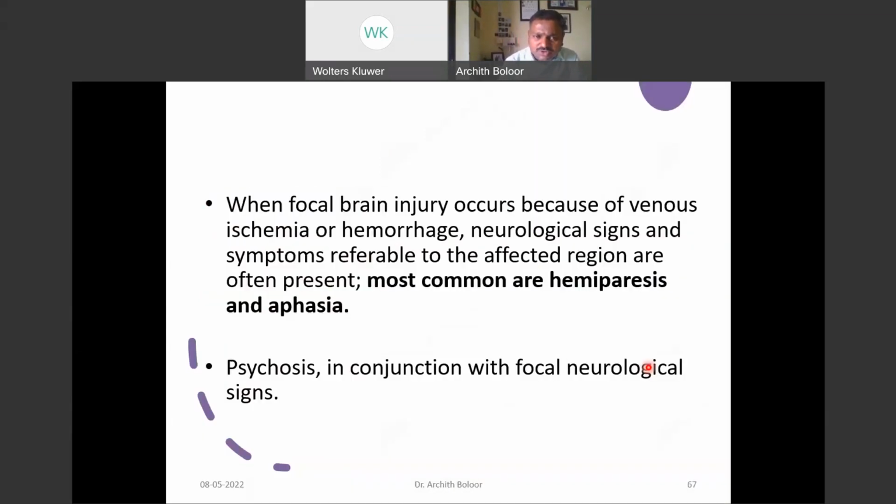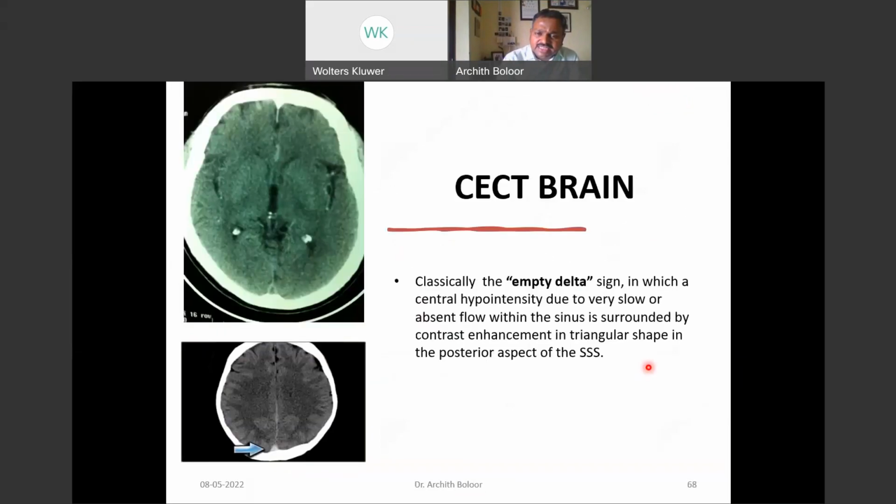Pregnancy is by far the most common. And very rarely they present with focal deficits. They generally present with headache, altered sensorium and seizures, but can have hemiparesis and aphasia, and psychosis, etc. can also be present. A simple CT contrast can show you the empty delta sign.